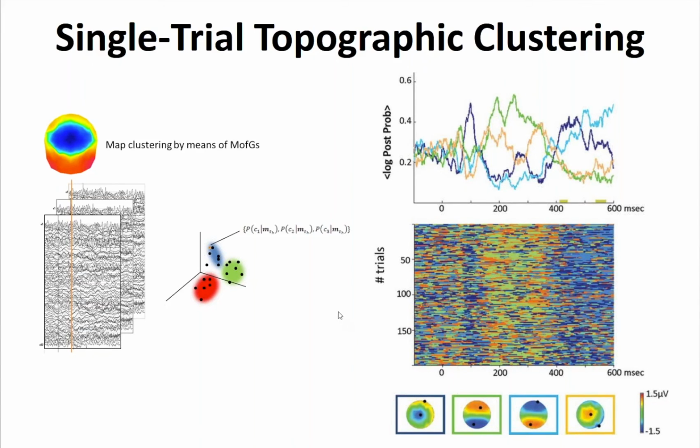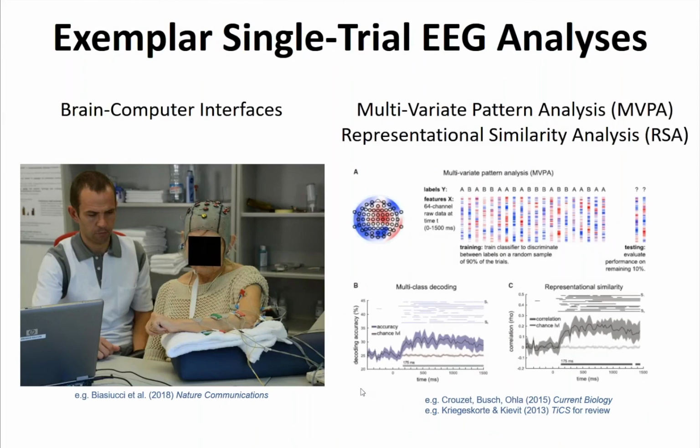And if you don't believe this, you can also go to more well-known applications of single trial EEG analysis. Brain-computer interfaces are entirely based on single trial signal analysis. Same thing with MVPA, or multivariate pattern analysis, which has become very fashionable under the moniker of representational similarity analysis. This is all based on single trial event-related potential analyses.